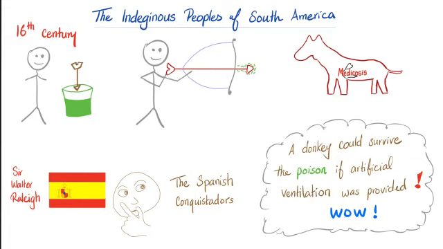Let's ask Chef Gordon Ramsay. "Okay, look, big boy, hey, listen. The poison is green, oily, fluffy, aromatic. Even a donkey can survive the poison if artificial ventilation was provided."